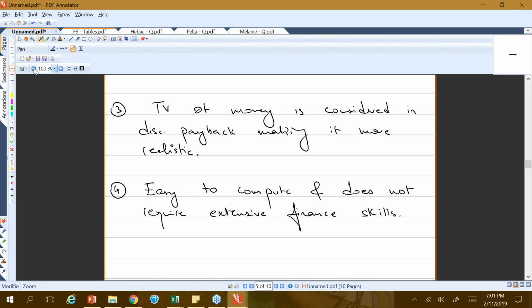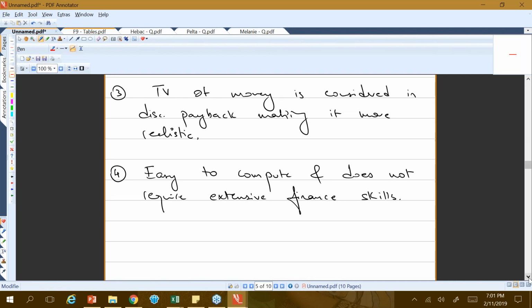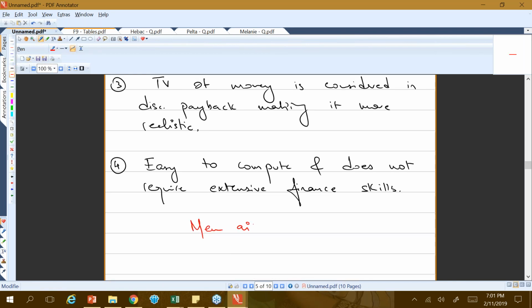So a quick memory aid again for you to understand or remember the points here. And the memory aid here is CUTE. C is that it is cash flow based. U is that understanding is easy for the shareholders. T is that the time value is considered in the discounted payback. So this point will only apply to the evaluation on discounted payback. And E is that it is easy to compute and does not require extensive finance skills.